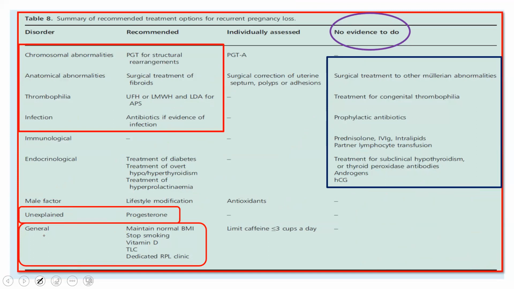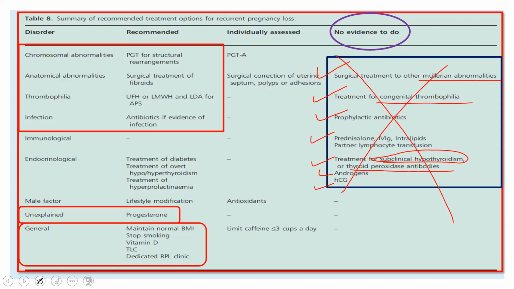All right. So there is no evidence of a role of surgical treatment of any of the Mullerian abnormalities, any treatment of congenital thrombophilia, and prophylactic antibiotics, prednisolone, IVIG, intralipid, treatment of subclinical hypothyroidism, in which T3, T4 are normal but TSH is raised, or any thyroid peroxidase antibodies, any androgens or any HCG: no role. Don't stuff your patients with anything unless it is indicated. So yeah, this was left: caffeine. Okay. So for caffeine, we can limit to less than or equal to 3 cups a day.